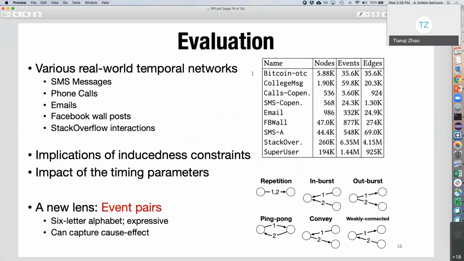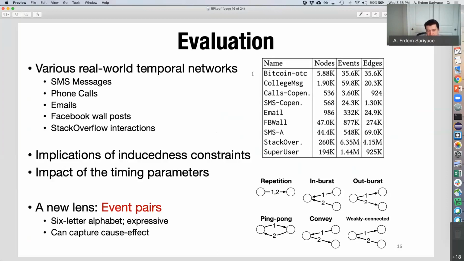So all of those are publicly available data sets. We don't know who sends email to whom, but we know that from a particular node ID to another, an email was sent at a particular timestamp. So this is what we have: a list of timestamped events, and those are all publicly available. We have not collected any of those data ourselves.